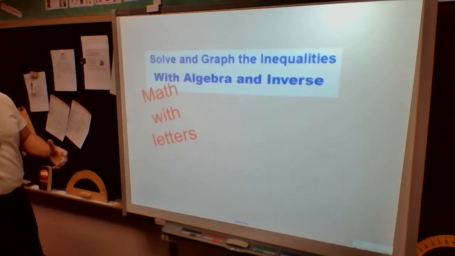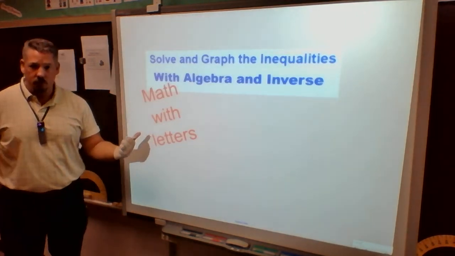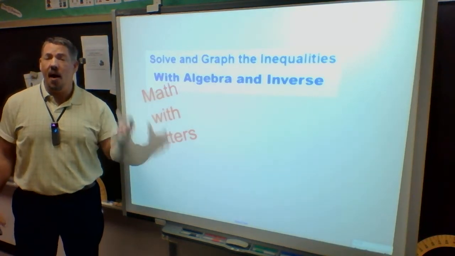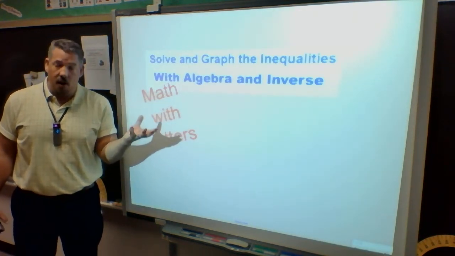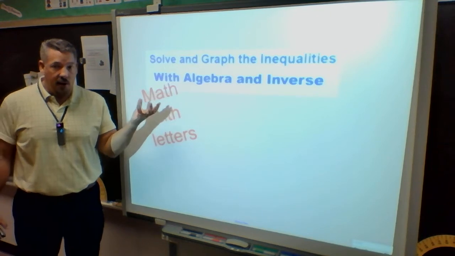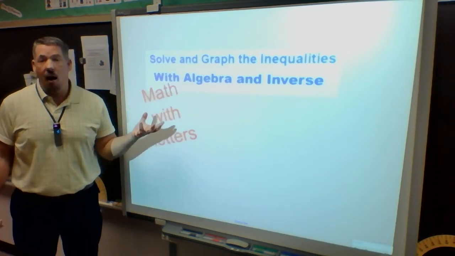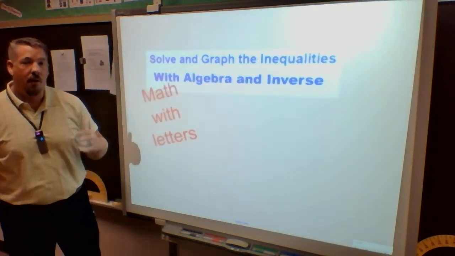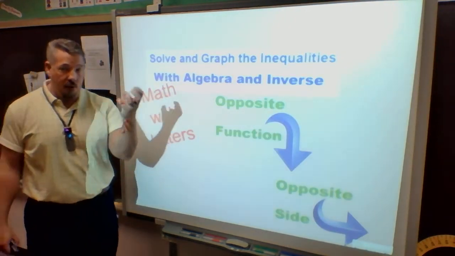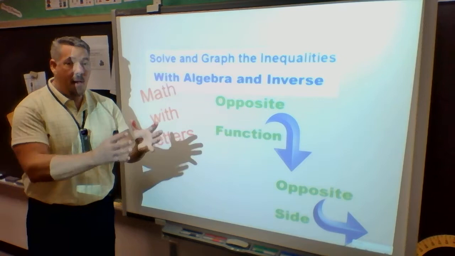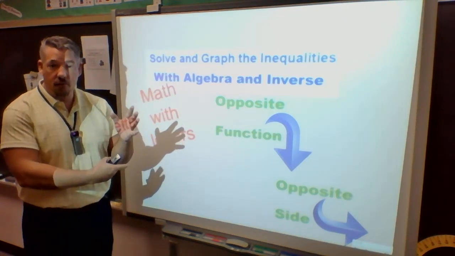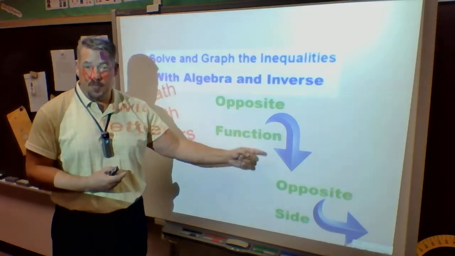As I'm working through this, I have to remember that I'm doing algebra, and that means I have a variable or a letter. That variable has to be gotten by itself, and that's where I'm doing my inverse property. My inverse property says to start where the variable is and look at whatever math is being done. It's either going to be adding, subtracting, multiplying, or dividing. Then I'm going to do that opposite function.